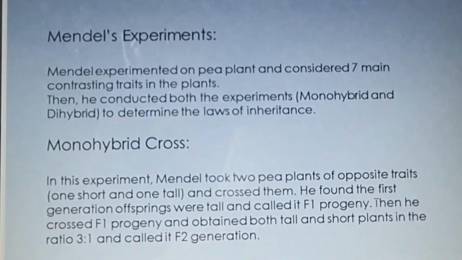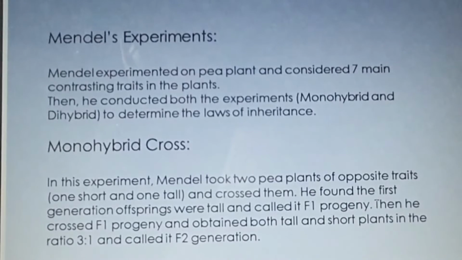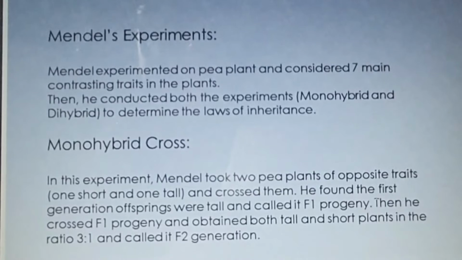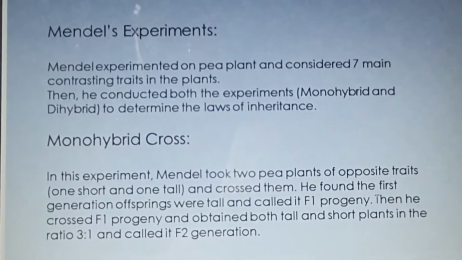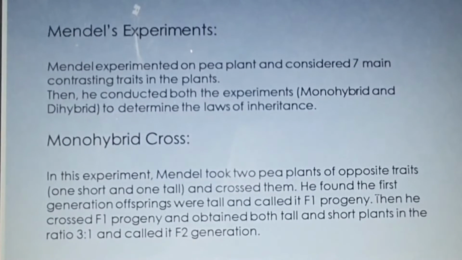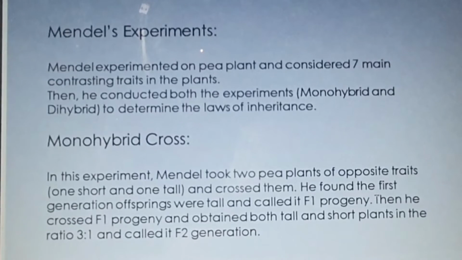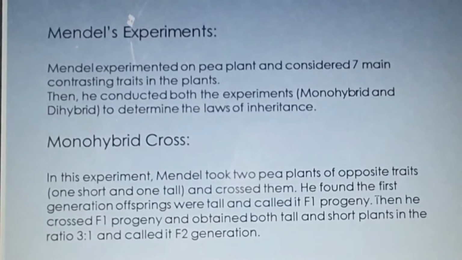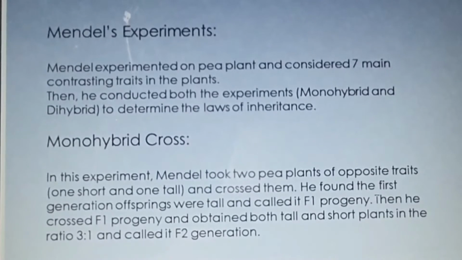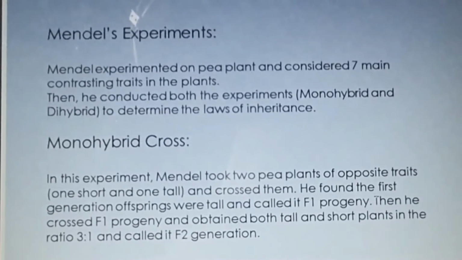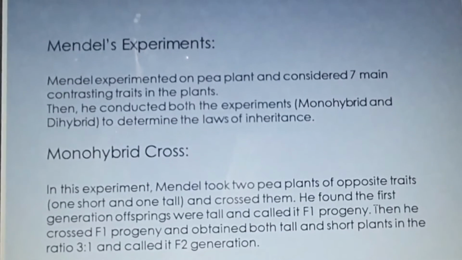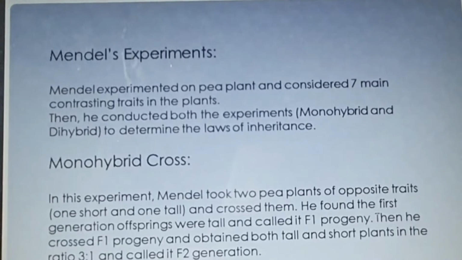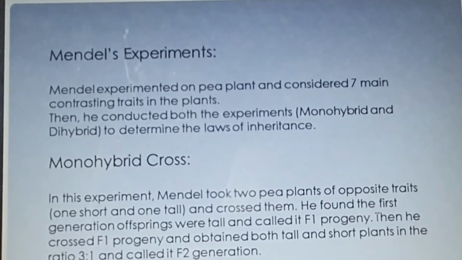He took two plants. One was dwarf plant, one was tall plant, and he crossed them. And he studied the F1 generation. What is F1 generation? It is the first filial generation, or the first generation when he crossed the parental plants. What he got in the first generation was all the plants which were tall phenotypically. The word phenotypically is important because genotypically they were not only capital T, they were capital T small t. Means genotypically they were hybrid and phenotypically they were tall.